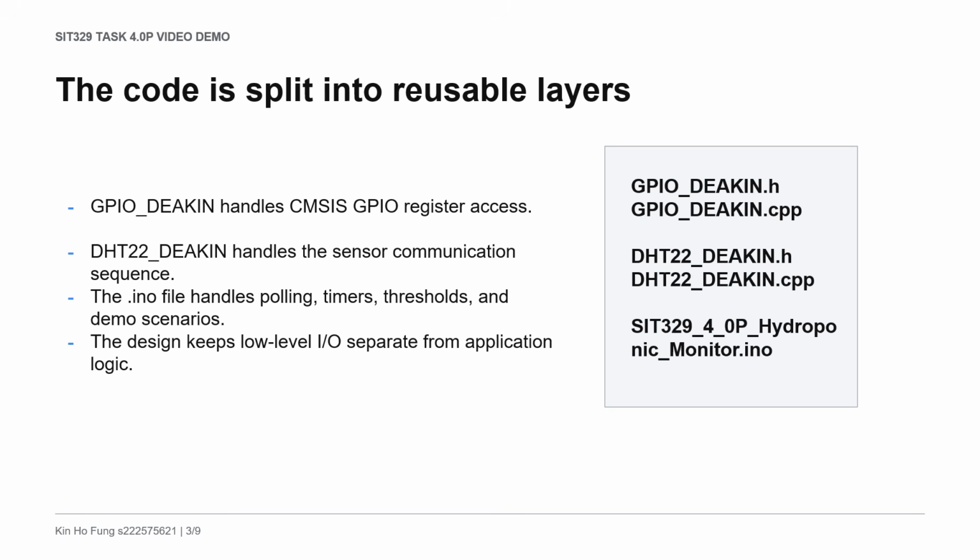This project is separated into 5 code files. GPIO driver is reused from the earlier task and provides the CMSIS-based GPIO abstraction. DHT22 driver is a small sensor class for reading the DHT22 temperature and humidity data. The Arduino sketch contains the application logic. It stores the current sensor value, polls software timers, checks thresholds, and updates the LED states.